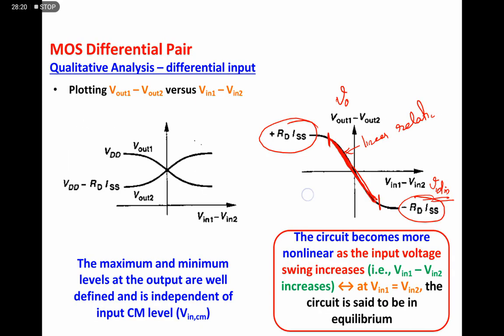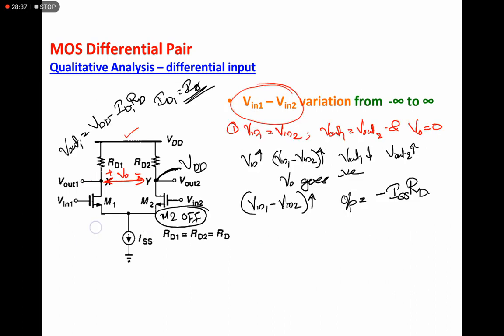In this graph, the same is shown here. When Vin1 minus Vin2 increases beyond some particular value, ID1 becomes on and ID2 becomes off, and the entire current flows through ID1. So there the voltage is VDD minus ISS into RD. Here it is VDD, so when we take the difference, it becomes minus ISS into RD.